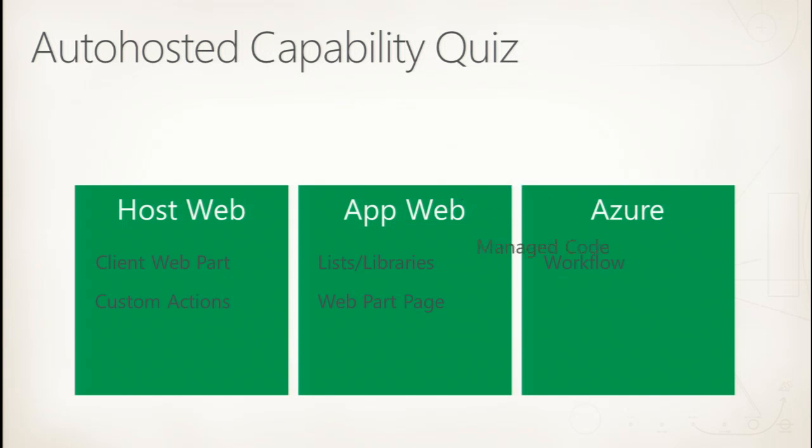And managed code goes into Azure. So that's the value, right? If I want to do business logic, I want to do managed code, we can actually deploy all that in Azure. I can still have the integration pieces because I've got client web parts, I've got custom actions. I could deploy lists and libraries and web part pages all within my SharePoint project that gets deployed in this auto-hosted model as well. Nope, two more. Database.